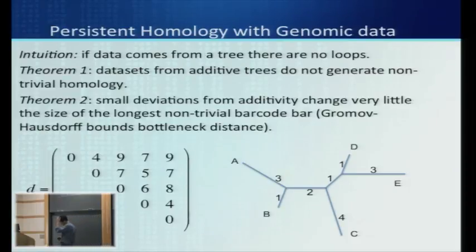Okay. The second thing has to do with stability. So if you change things a little bit, and there are small effects like sequencing errors or homoplasies or something like that, then the results are not going to change very much. The size of the largest bottleneck bar that appears is not going to be very large.